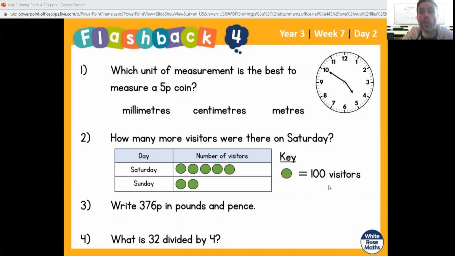If, as well, you want to have a go on any of the online games like Prodigy, Rockstars, any of those things, of course, you can go on them as well. But there is a regular maths lesson to have a go at too.